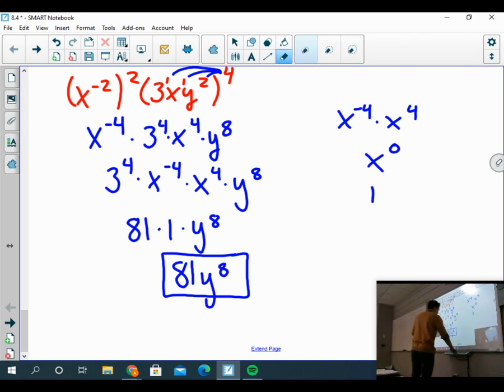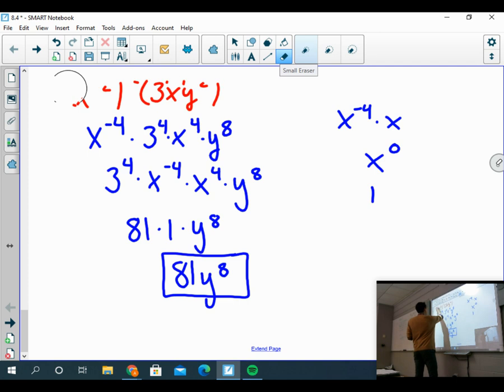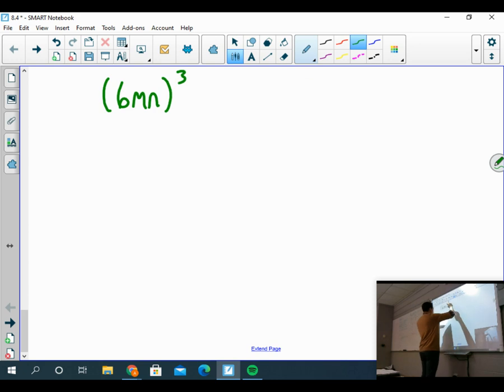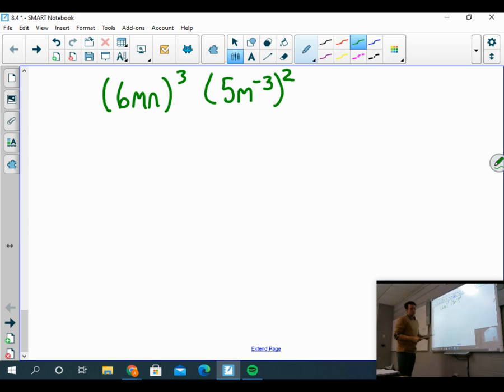Let's do one more example. We have 6mn cubed, and then 5m to the negative 3rd, and that whole quantity squared. So again, try this on your own. Pause the video. Again, similar to the last problem, a lot going on.